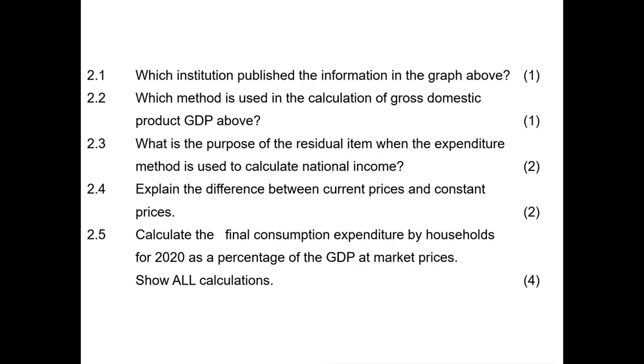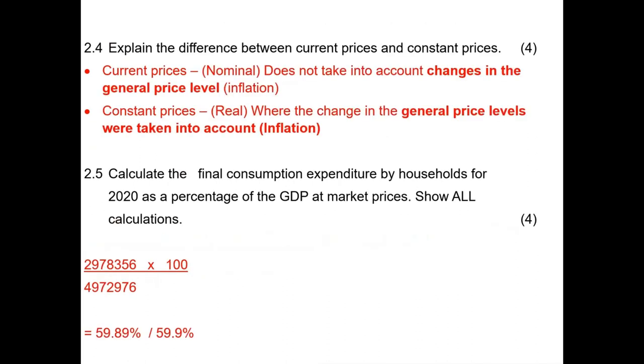Okay? So what we do is, if you have a look on the screen, we take the final consumption expenditure of our households, the 2,978,356, divided by the total expenditure, right? Multiplied by 100 divided by 1, which will give us a percentage. So it could either be 59.89%, or you could round it off to 59.9%. So you will get 2 marks for showing your calculation.